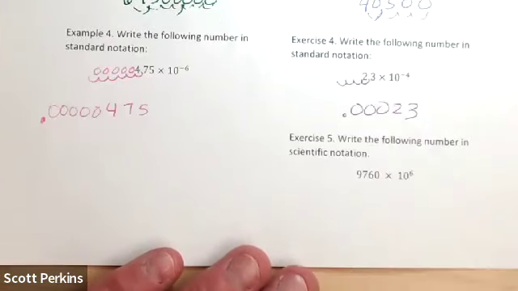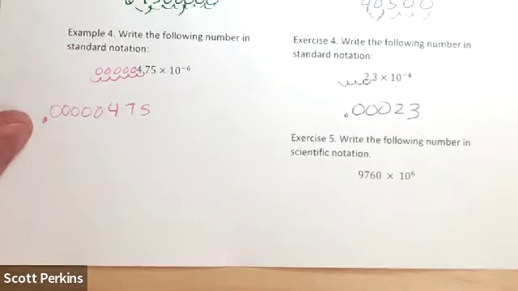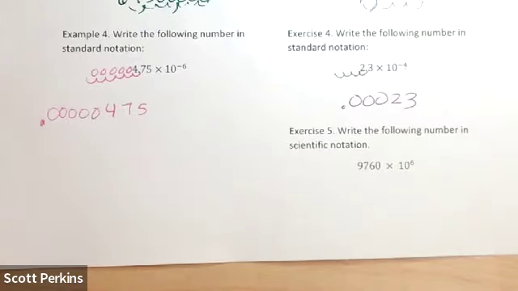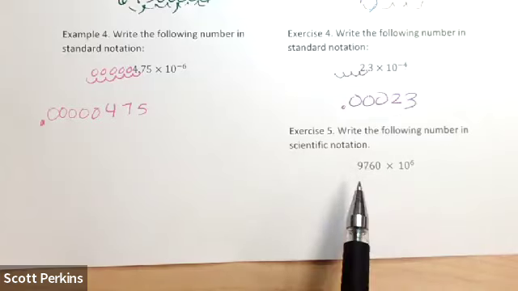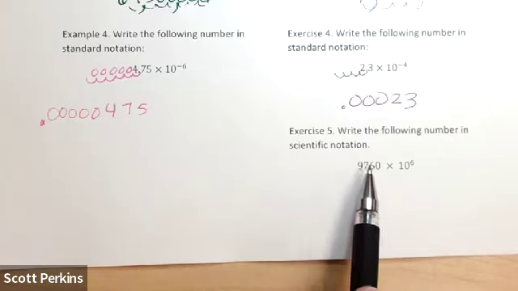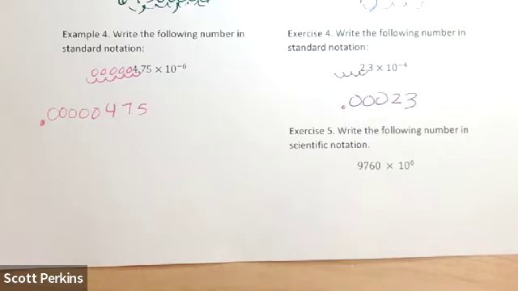My final exercise right here for you on this first page is a number that is not quite written in scientific notation. Because in scientific notation, the decimal should be after the first digit. So it should be 9 point something. So what I want you to do is take that number and do your best to write that in scientific notation.